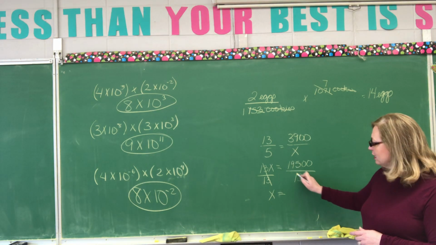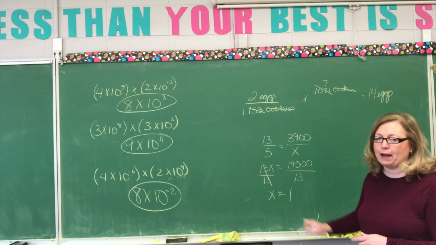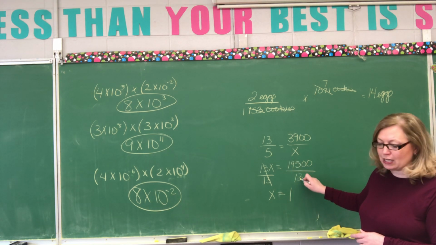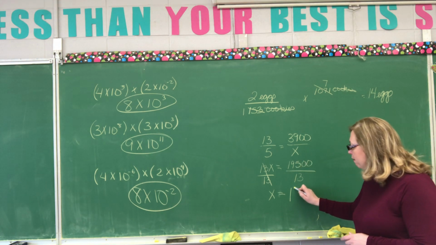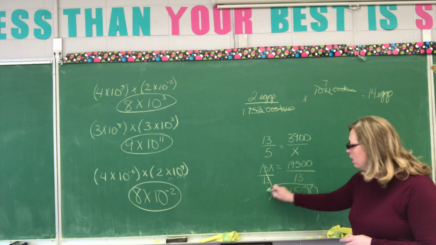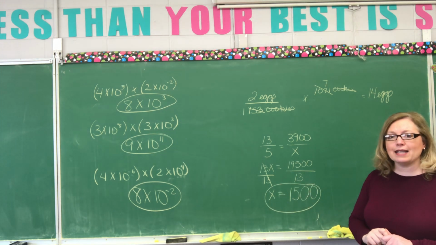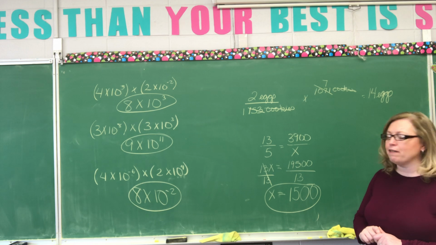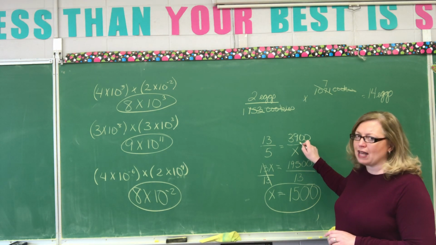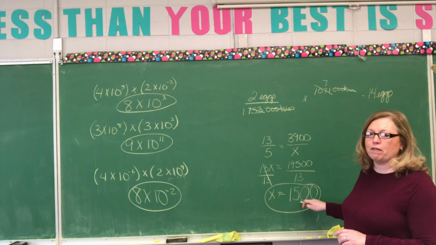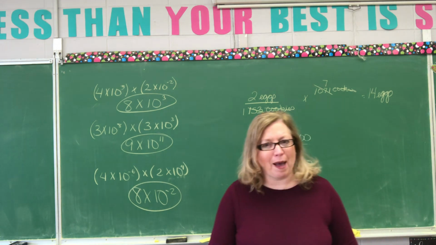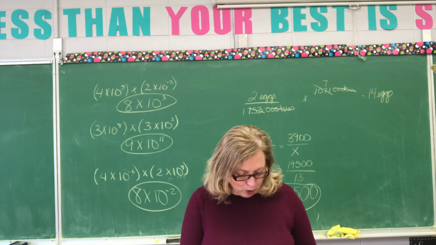How many times will 13 go into 19,500? Well, 13 goes into 19 one time, okay? Then we have, with a 6 left over, 13 goes into 65 5 times. 13 goes into 0, 0, and into 0, 0. Our answer is x equals 1,500. So if you had 3,900 noisy 7th graders, you would have 1,500 quiet 7th graders. Not sure there's that many quiet 7th graders, but we'll go with it.